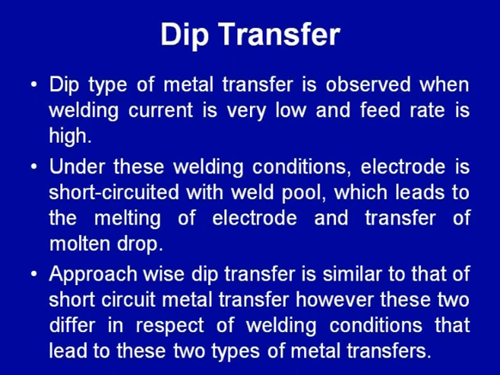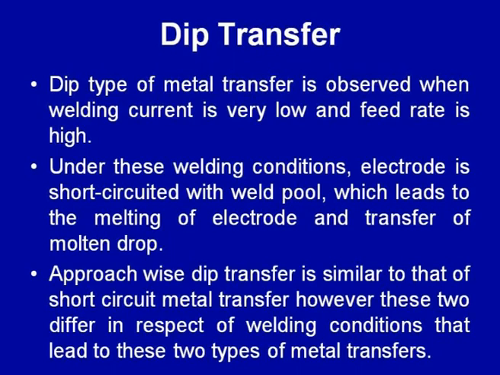The dip transfer is another one, which is observed under a specific set of welding conditions. These are very low welding current and high feed rate. The dip type of transfer is observed. Under these conditions, the low welding current results in the melting of the electrode tip at a very low rate, and if there is no compatibility between the feed rate and the melting rate, then the dip transfer takes place.